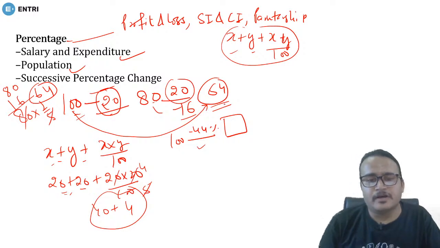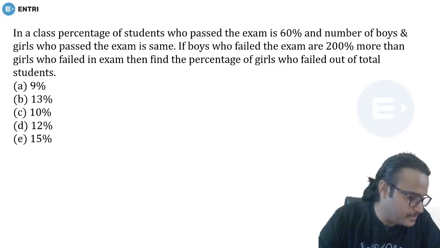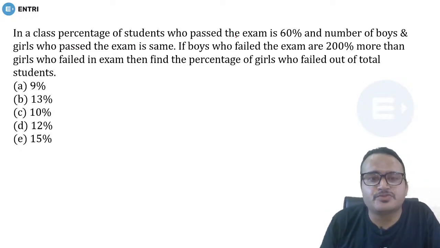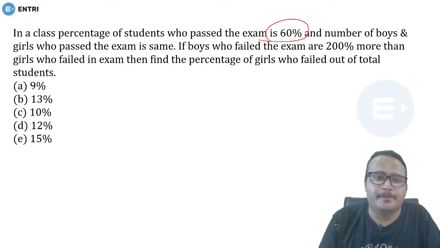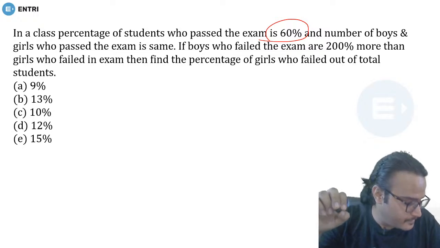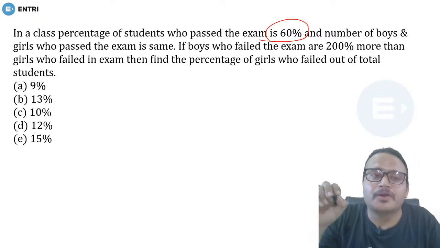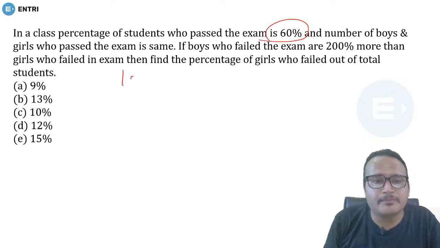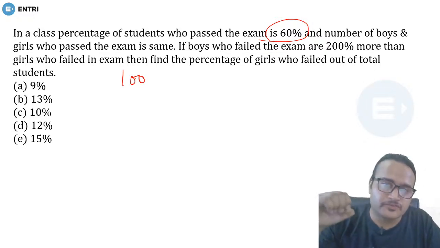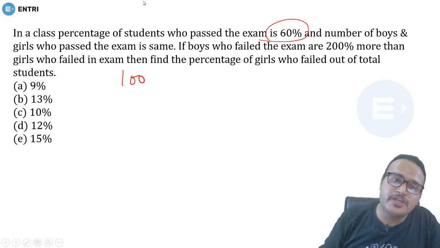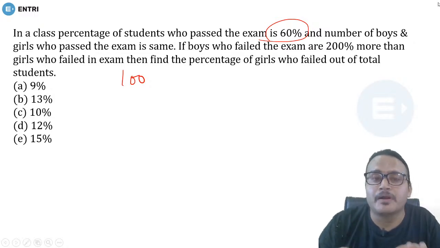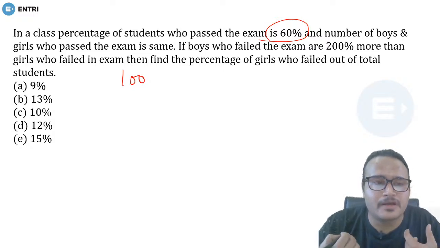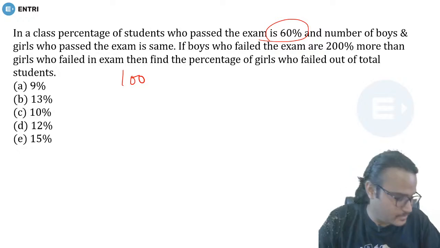Okay guys, so this is how you can do it. And if we talk about the type of question that is asked in the examination, then this is the type of question. In a class, the percentage of students who pass the exam is 60%. So guys, we don't know the total number of students in that class. So let us say the total number of students is 100. If you want to solve percentage related questions, then you need to make some friendship with the number 100, because you have to if you want to get rid of wasting time in the calculation related to percentage problems.